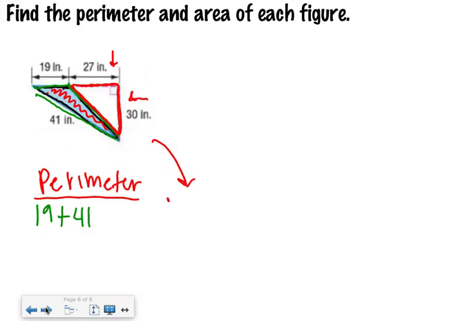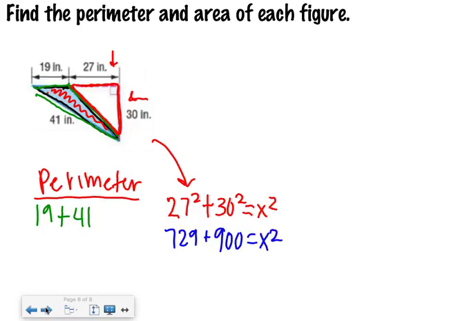I'll have 27 squared plus 30 squared equals x squared. 27 squared is going to give us 729. 30 squared is going to give us 900 equals x squared. Add those together. We're going to get 1629. Take the square root. And we'll get approximately 40.4.